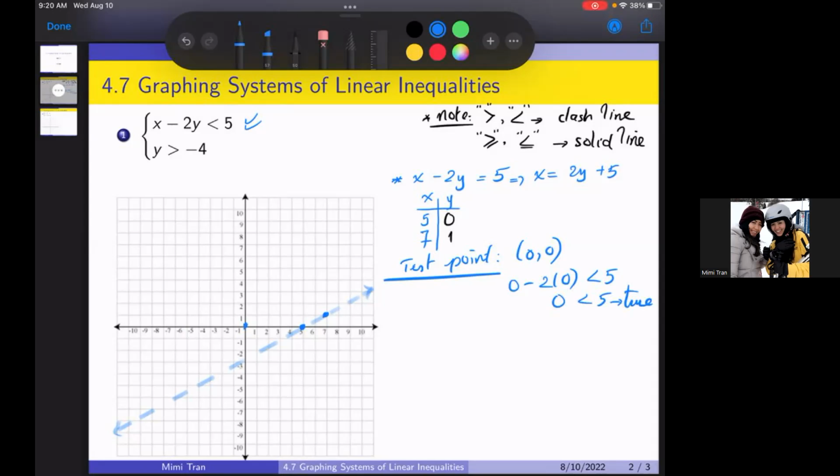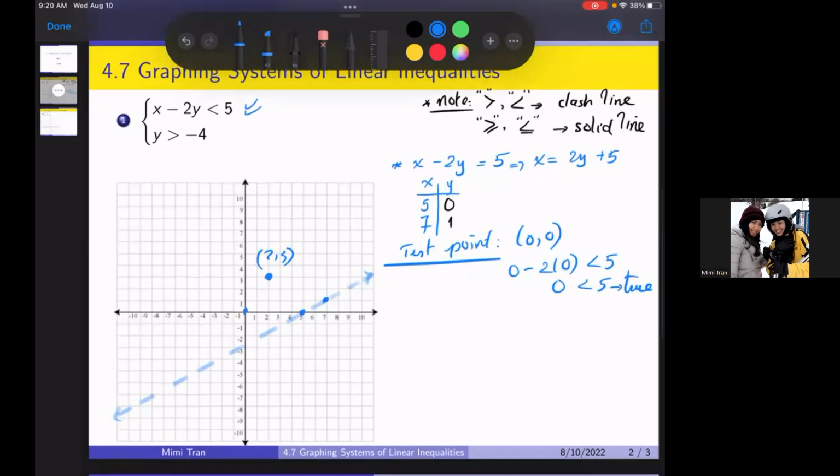That means you can put Alex or Mike or whatever, something else. Let's say, give me a point. Pick one. 2, 3. Okay, (2, 3). So (2, 3) is right here, right? Plug it back, and you don't have to write this down. So x is 2, y is 3, so 2 minus 2 times 3, 2 minus 6 is minus 4. Is minus 4 less than 5?